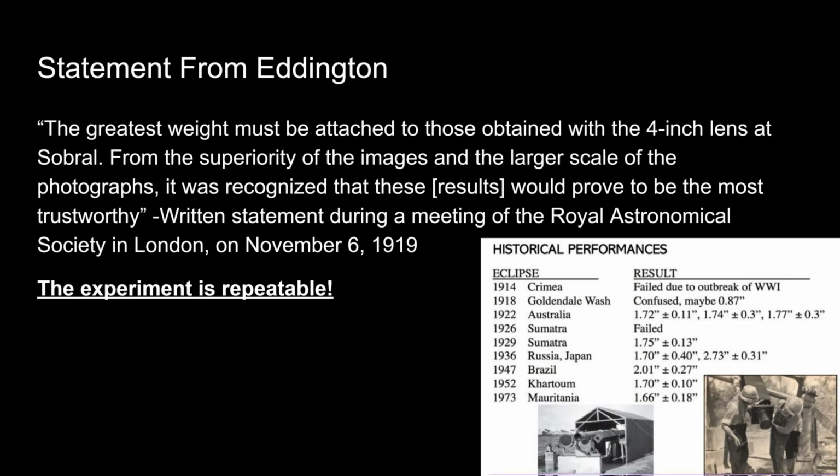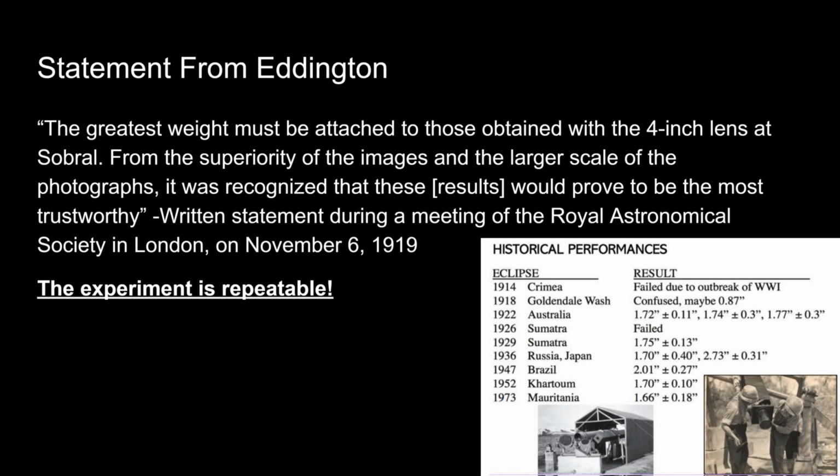So this is the statement from Eddington on why they discounted the other telescopes. "So the greatest weight must be attached to those obtained by the 4-inch lens at Sobral. From the superiority of the images and the larger scale of the photographs, it was recognized that these results would prove to be the most trustworthy."